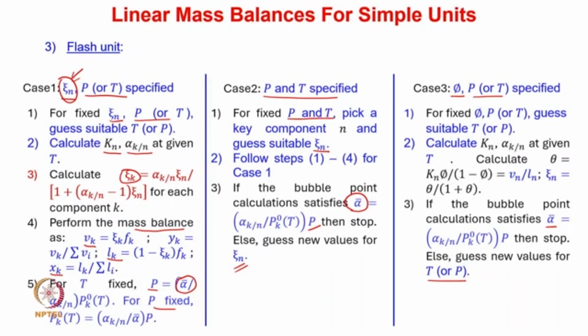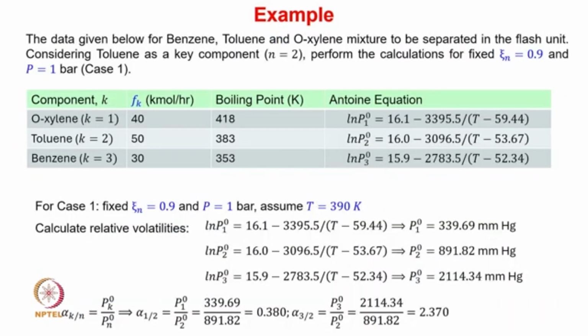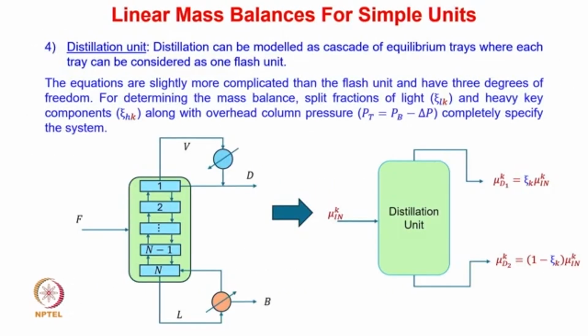Now we wanted to extend the same analysis for another unit. So in this case we are going to look at the distillation unit. In the distillation unit, we can see that it can be considered as a cascade of equilibrium trays, where each tray can be considered as one flash unit. So all the equations which we have seen for the flash units, we will be using some concept of that for writing the mass balance equations for the distillation unit.